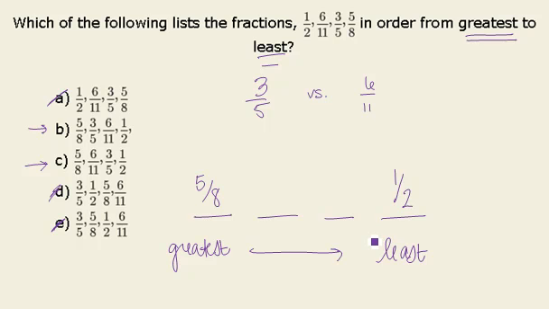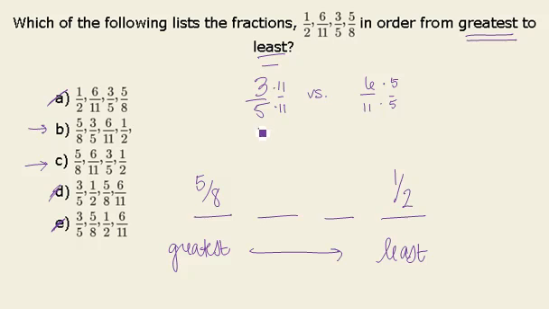Well, it's kind of hard to compare, especially without a calculator. So what I'm going to do is find that common denominator. And in this case, the common denominator is 55, which means I'm going to multiply both top and bottom by the same number, which is essentially multiplying by 1. 11 divided by 11 is 1, and 5 divided by 5 is 1.